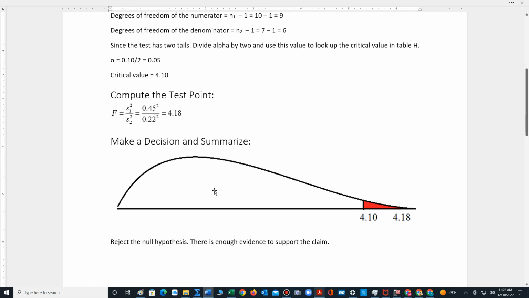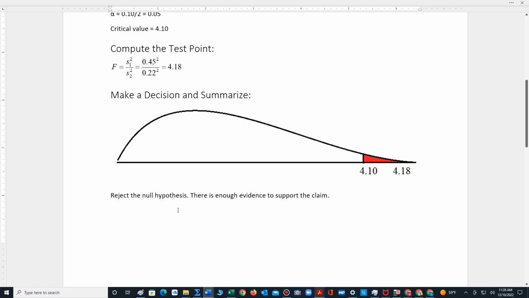We make our decision. Keep in mind we're working with the F distribution, which is asymmetrical. Critical value is 4.10. Test point falls in the critical region. Thus, we reject the null hypothesis, and we can support the claim that was being made.